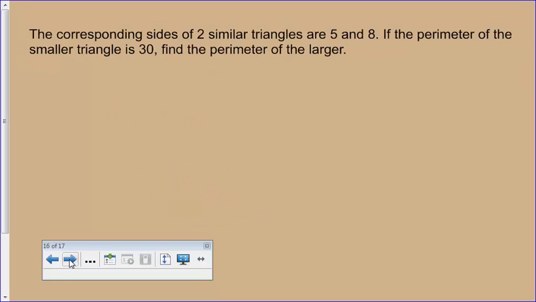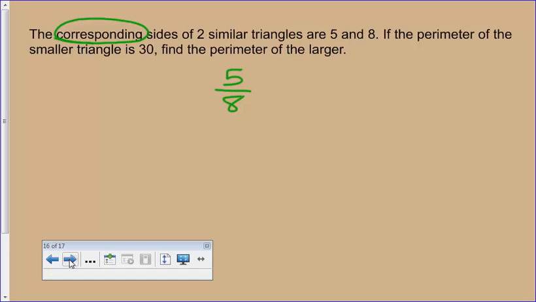Let's try another one. All right, this word corresponding, we've seen it when we're talking about angles and transversals. That means they're in the same position. This is the same kind of thing. When I'm setting up a ratio, that's what we've been doing. Smallest to smallest, longest to longest, they're corresponding. So I don't need to worry about which ones we're dealing with. The corresponding sides of two similar triangles are 5 and 8. So that right there is the ratio, 5 to 8.